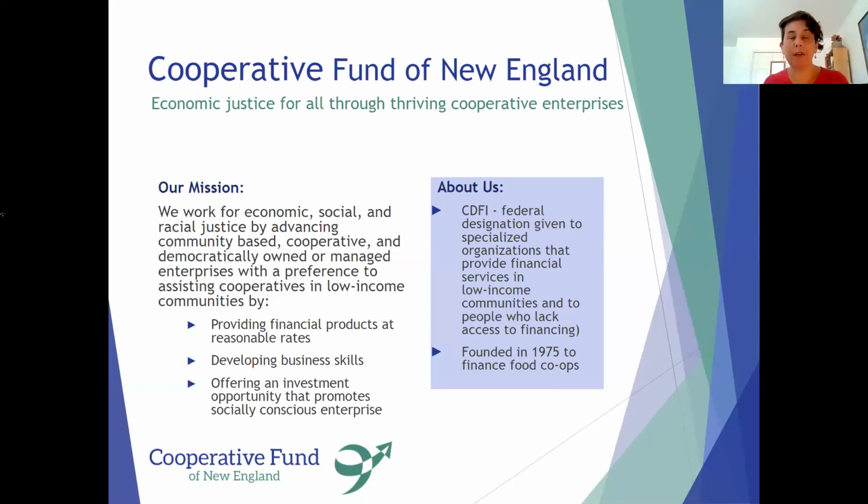So just a little bit about CFNE. I think most of you are familiar with us, but we are a nonprofit community loan fund. We started it in 1975 to finance food cooperatives. And as the co-op sector has developed and evolved, our lending has evolved as well. So we finance not only food co-ops, but also housing, worker-owned co-ops, producer co-ops, and land trusts. And we have a real priority for racial and economic justice, both in our lending and also in trying to provide good business education to cooperatives.